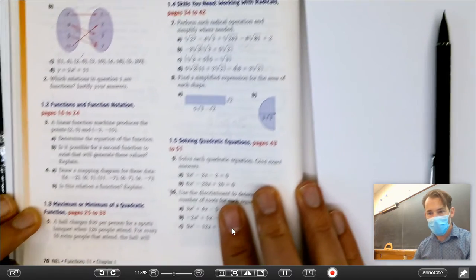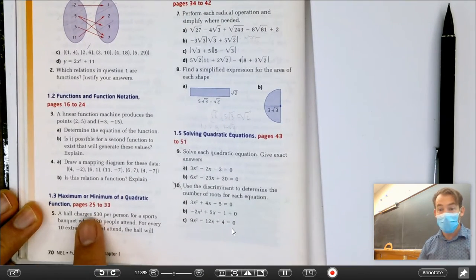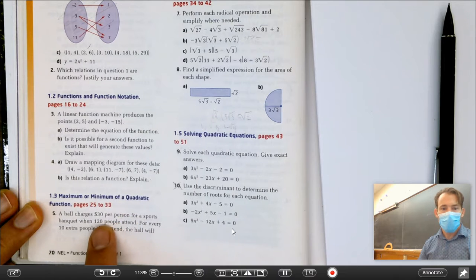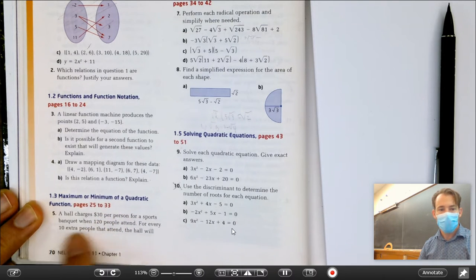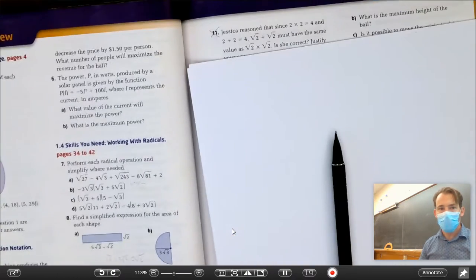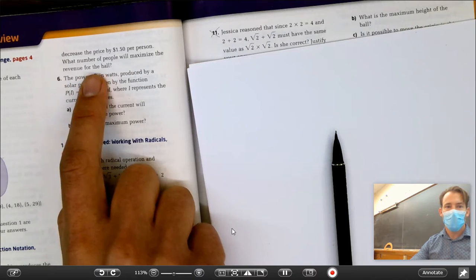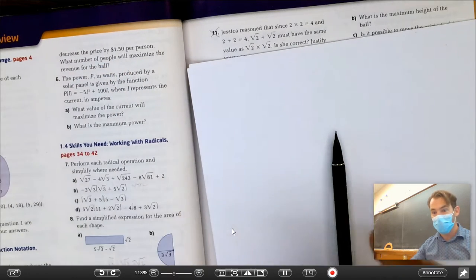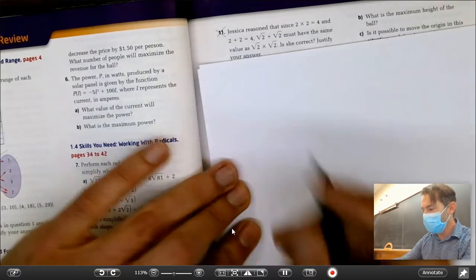All right. So here we have a line. This is going to create a line. $30 per person, but that number is going to drop as more people come. Okay, so there we need to first create a linear equation and then multiply that by the number of people to find out the revenue. Okay, so let's take a look at that.